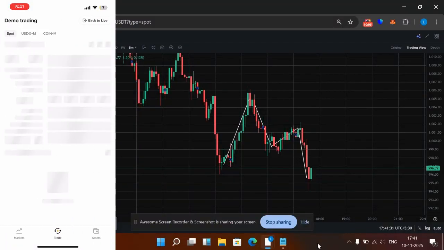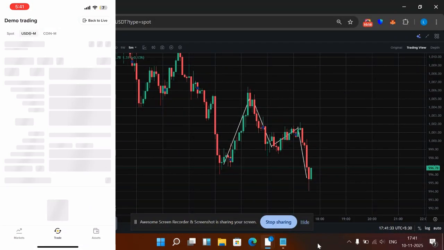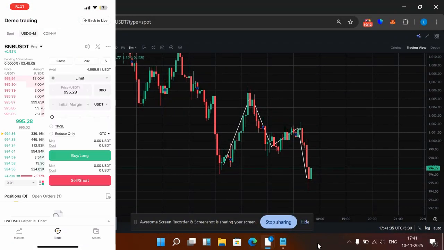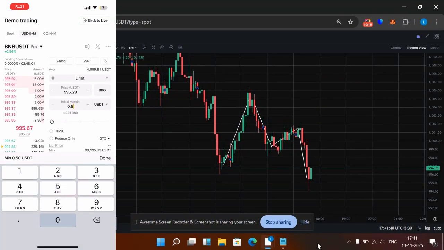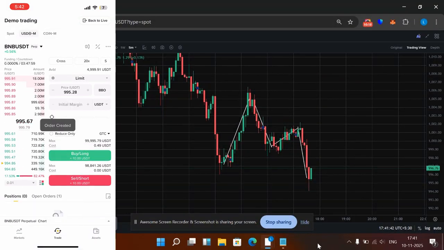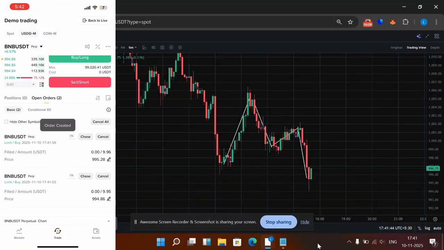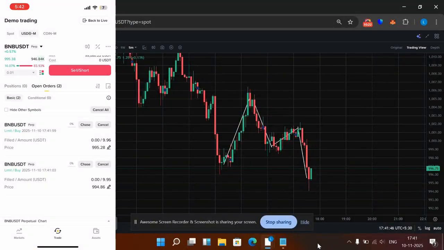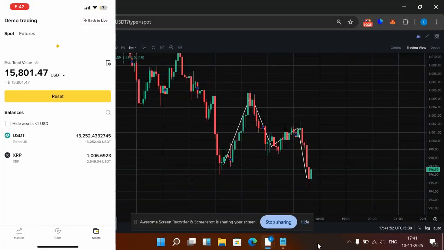Let's check. So we have to do demo trade here. You don't need any KYC for that, of course you don't need. It is going to say KYC, cross it, verify later. Then click on more services. Then go to the demo trading and open this. Alright, and we are on BNB.